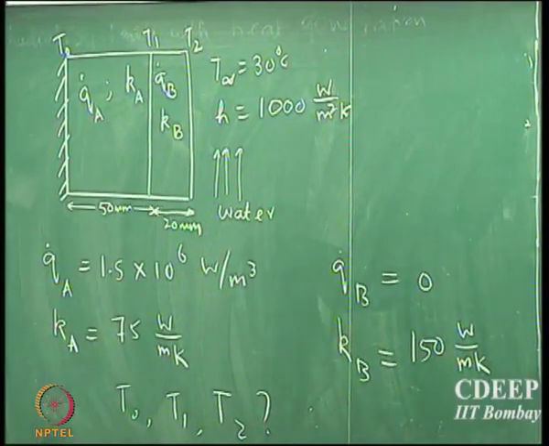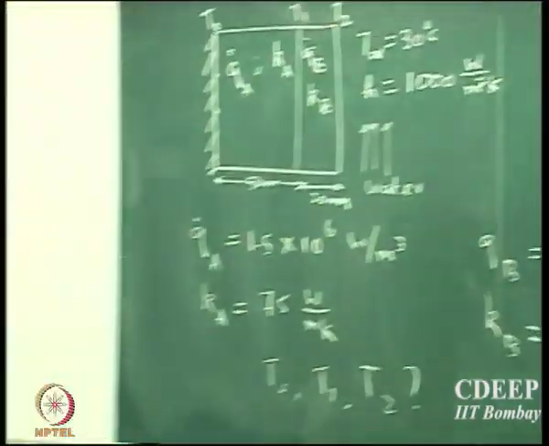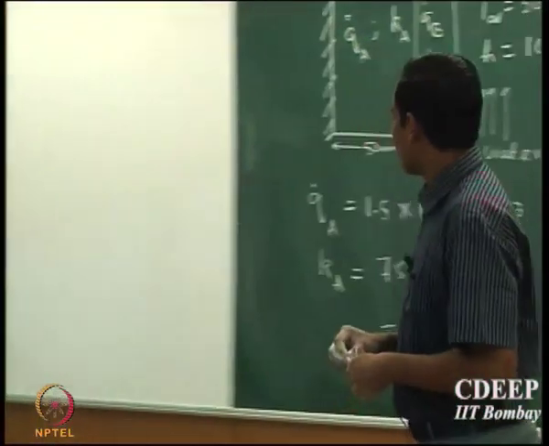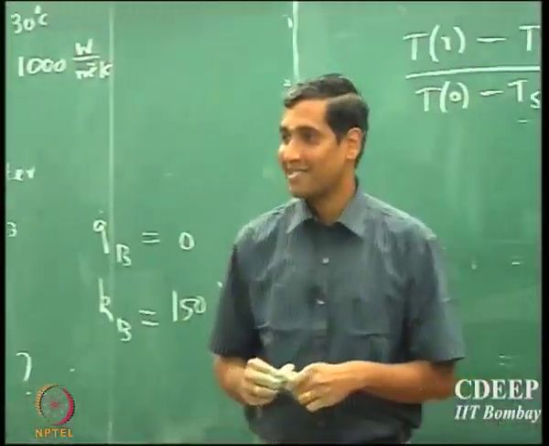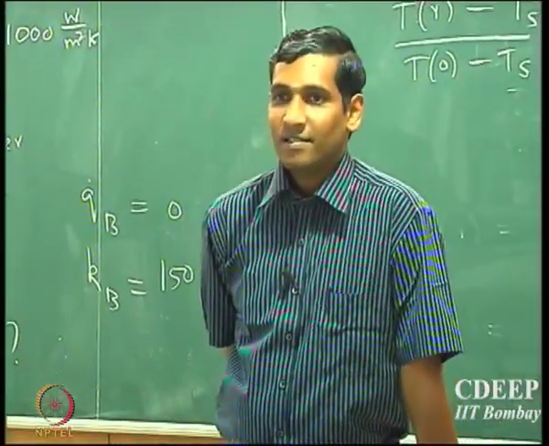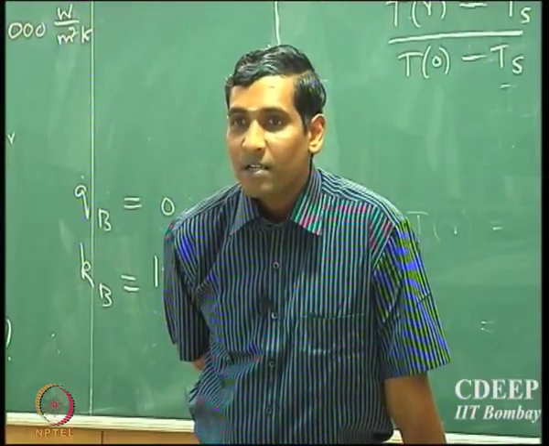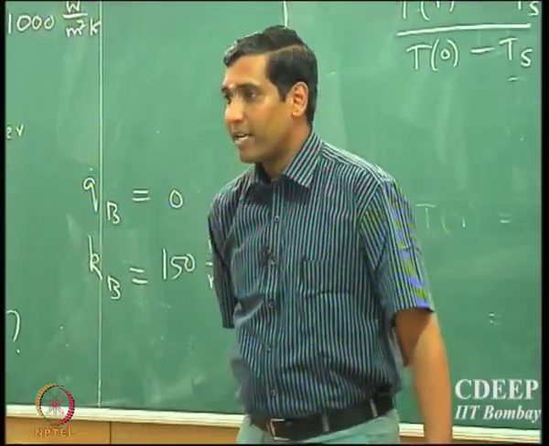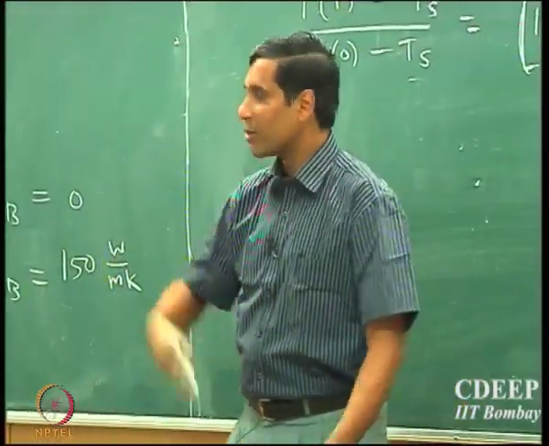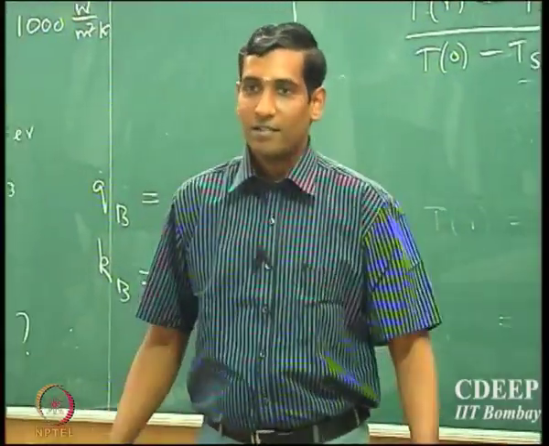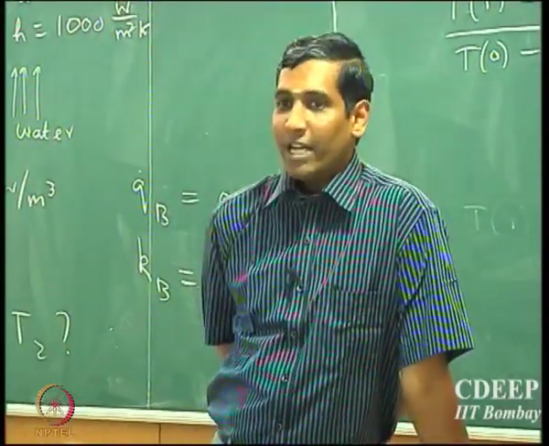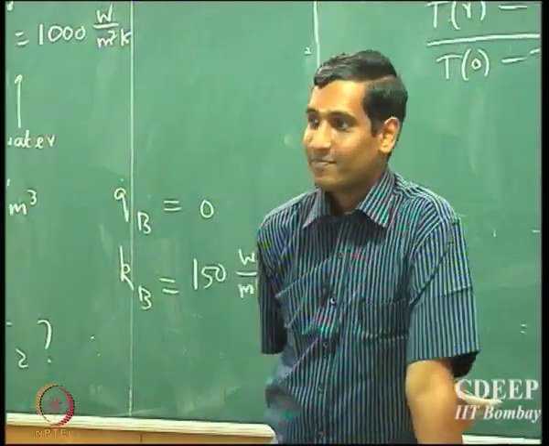Write the balance equation for both. But can we do better than that? We know the solutions separately. Of course, we can write the balances and find the solutions. Okay. But can we do better than that?